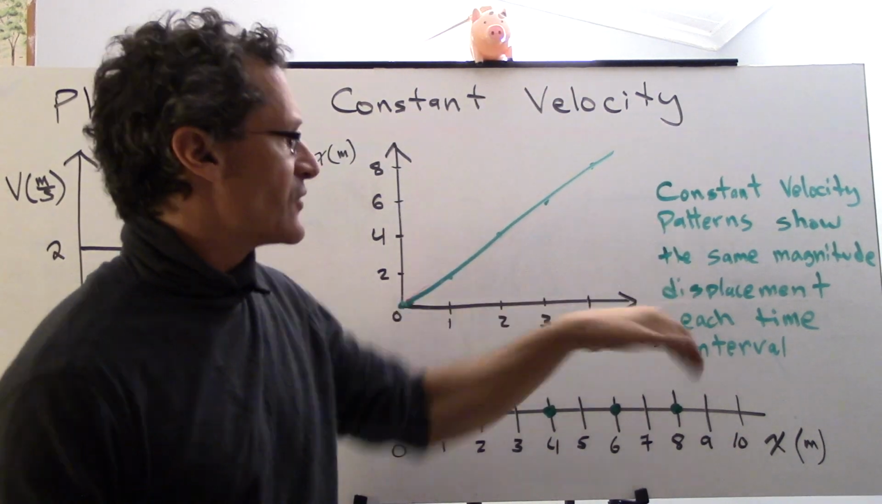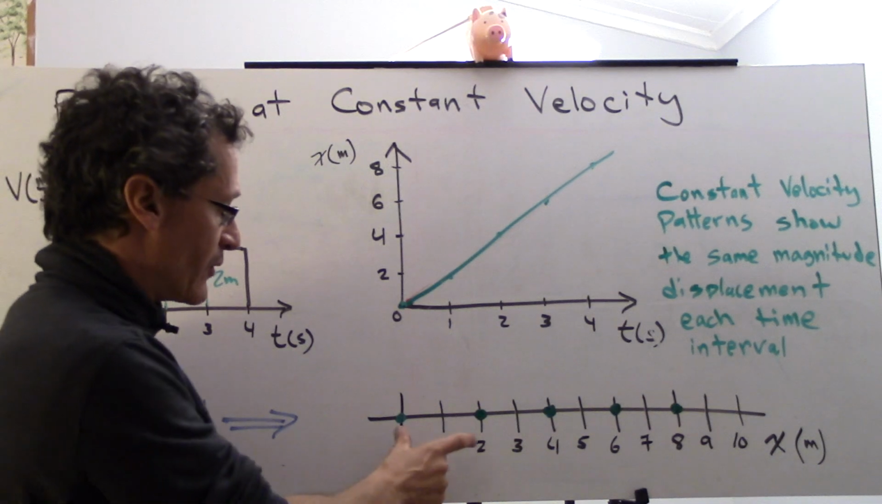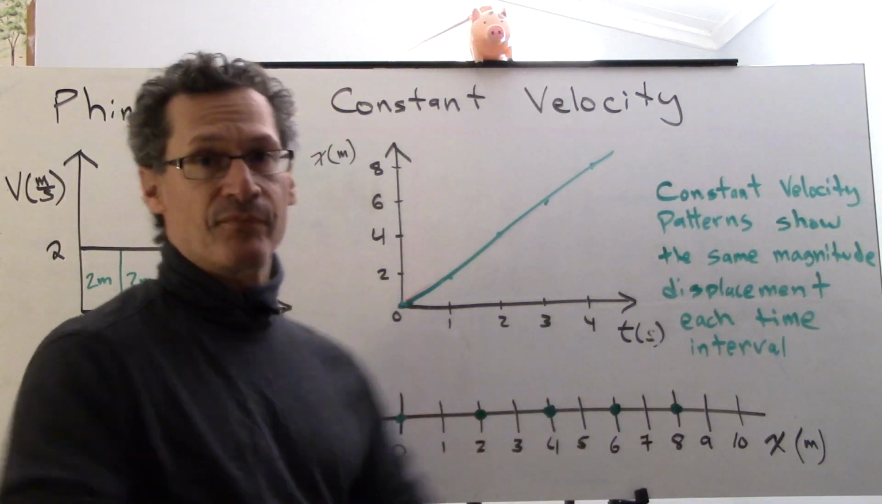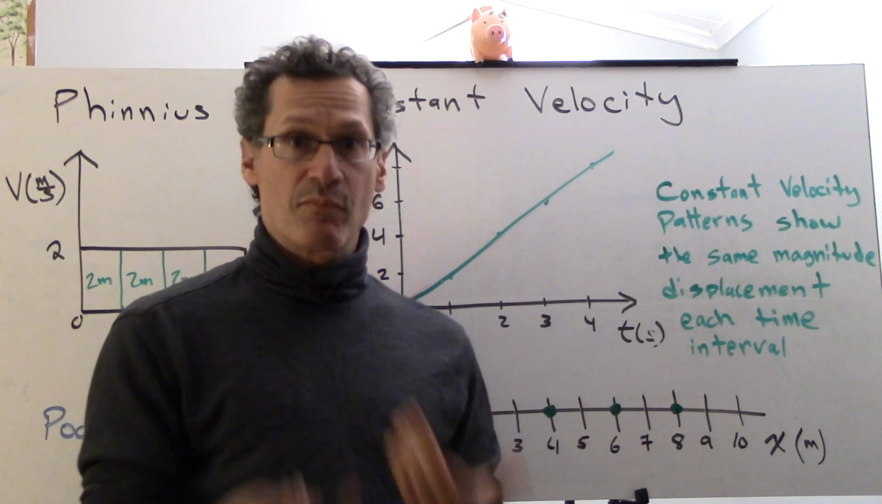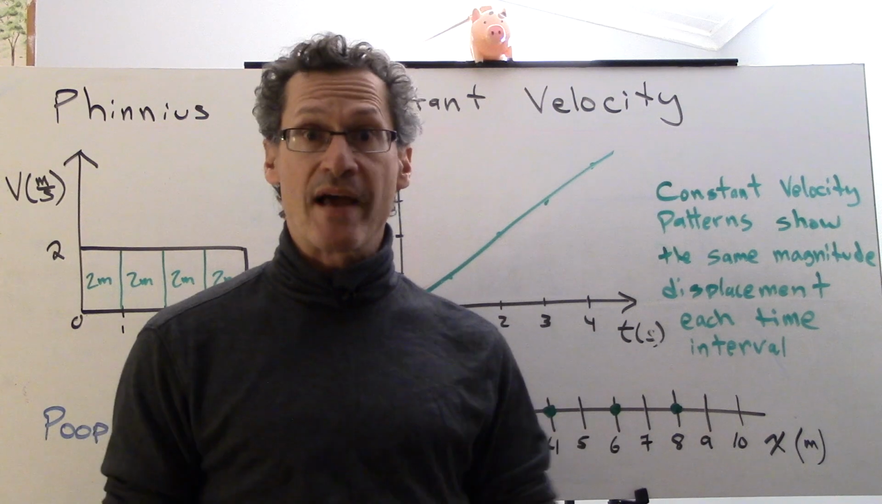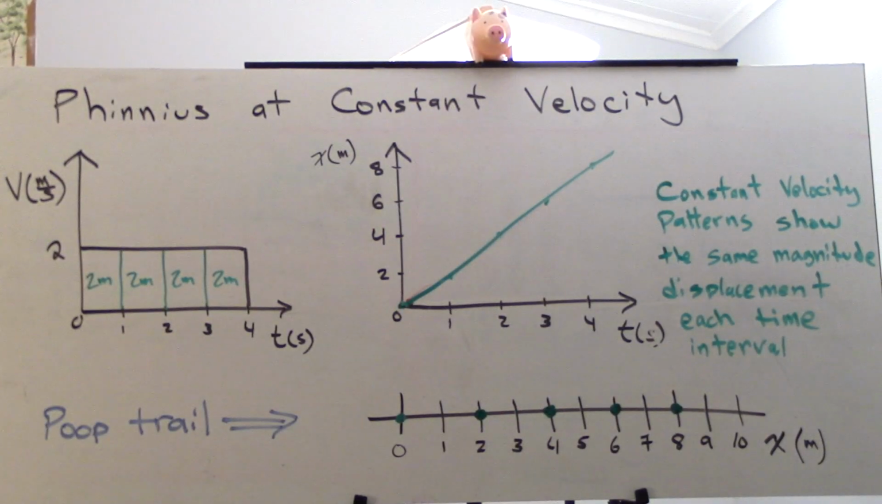Constant velocity patterns show the same magnitude displacement at each time interval. So it's constant because we have 2, 2, 2, and 2. The spacing is the same each time. What's more interesting is when we check out Phinnius flying with something known as acceleration, a change in velocity. Whoa.